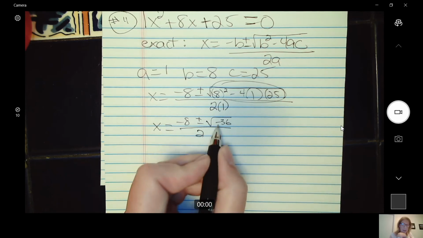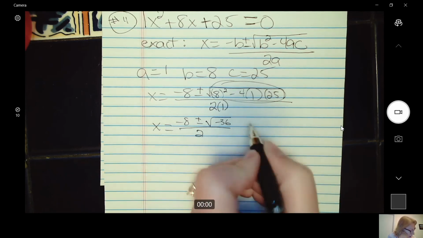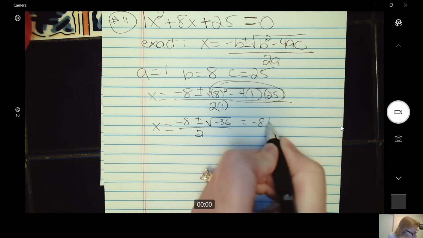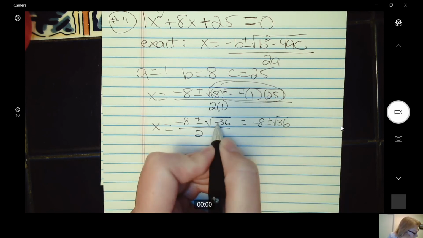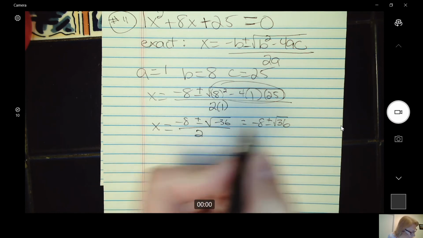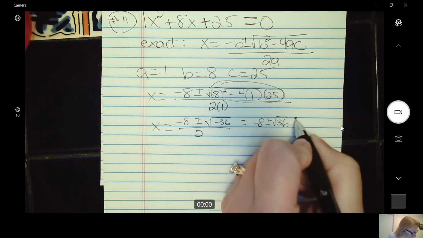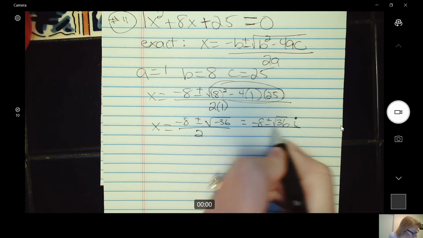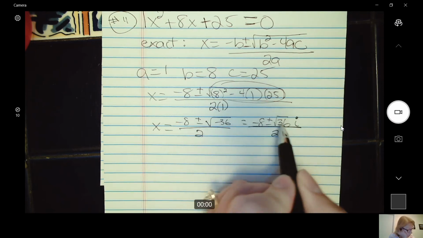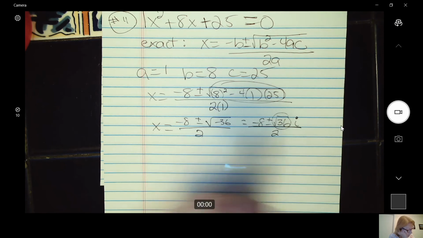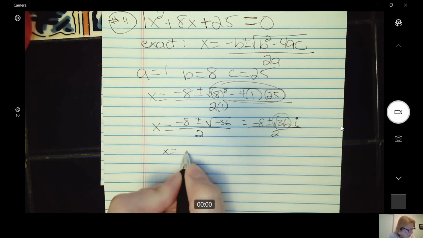Okay, so the fact that I have a negative right under here means that when we go to simplify, the square root of negative 1 is the same thing as i. So if you have a negative radicand, you always want to bring that out, and that's the imaginary part of your answer, and then you'll leave the positive radicand underneath there. And then, of course, the square root of 36 is 6. So these are my two solutions.